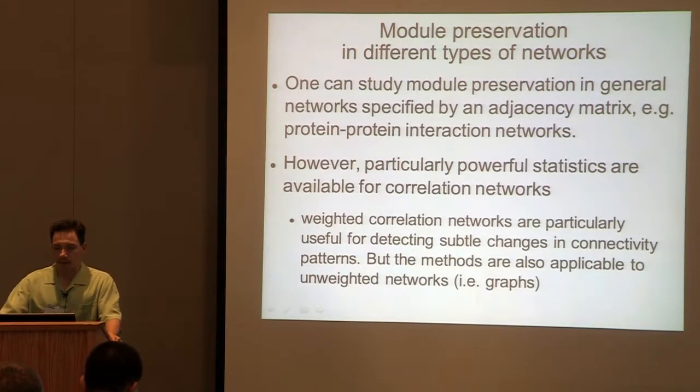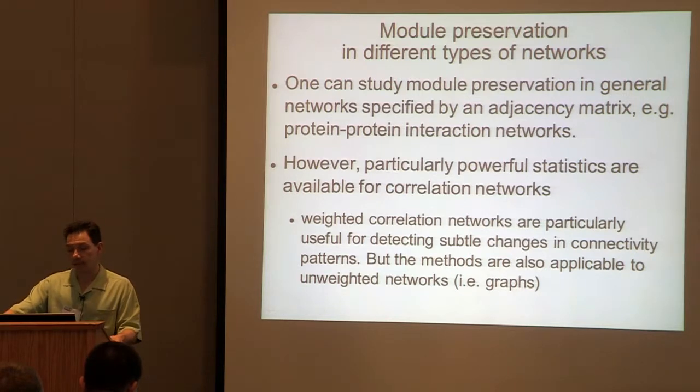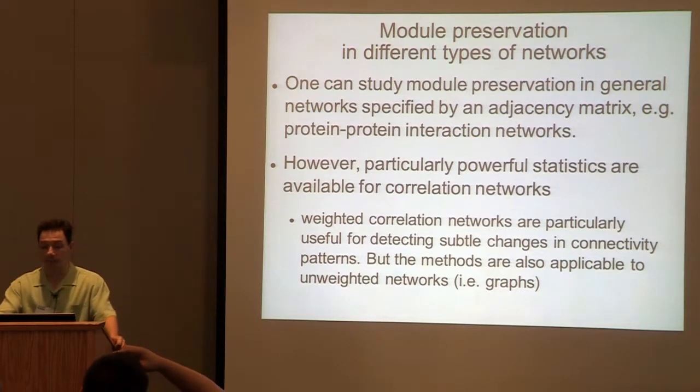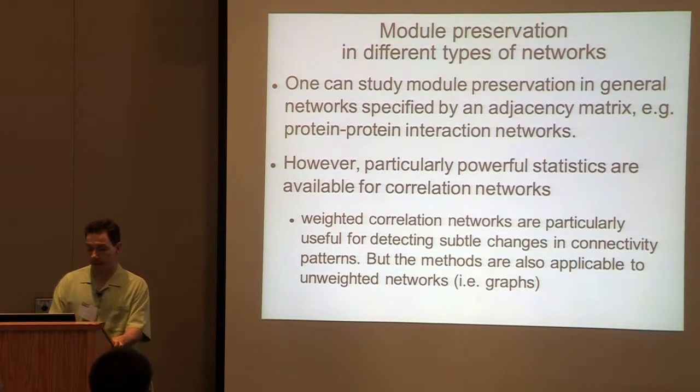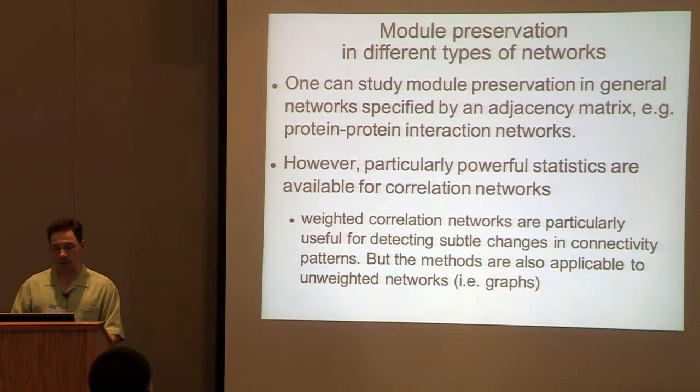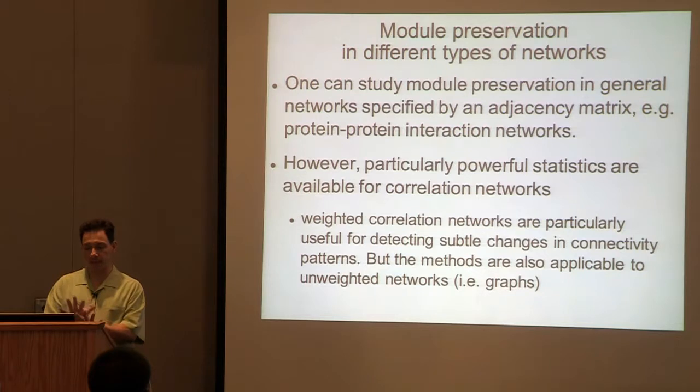So our module preservation statistics can really be applied to different types of networks. For one thing, you can certainly apply them to protein-protein interaction networks. You can apply them to unweighted networks. However, particularly powerful statistics are available for correlation networks, as I will show in the following. These weighted correlation networks are particularly useful here because you want to detect subtle changes in connectivity patterns.